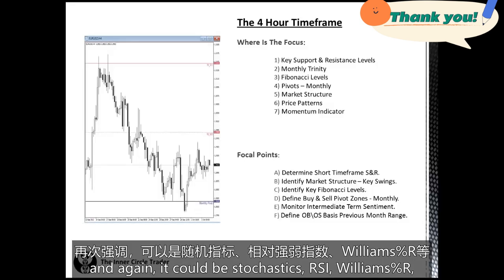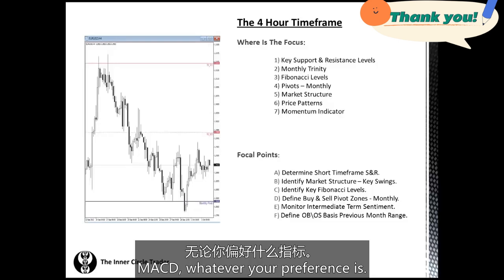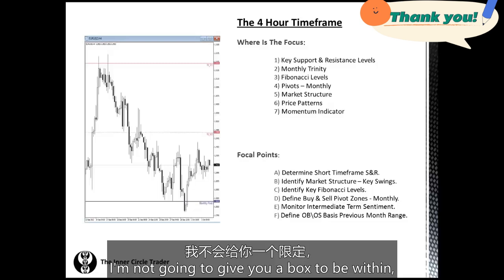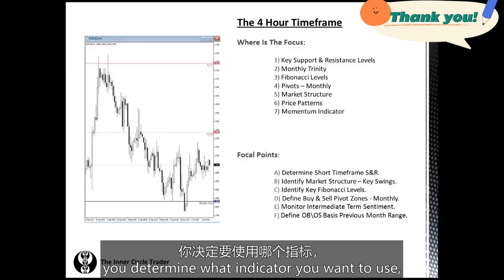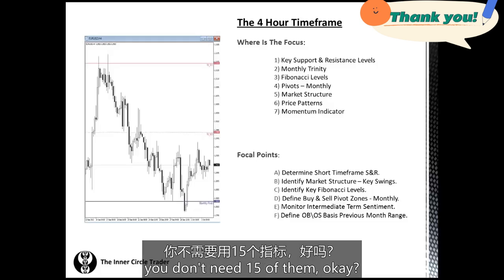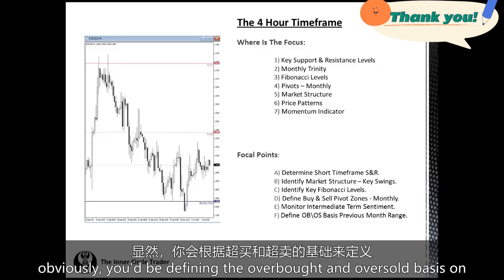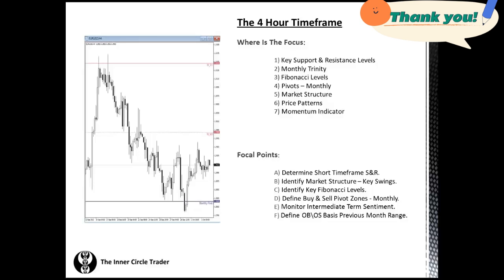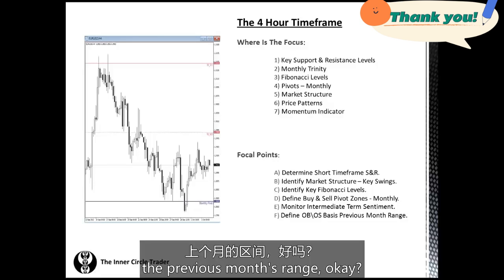You're going to be monitoring the intermediate term sentiment based on your overbought oversold indicator and momentum, and again it could be stochastics, RSI, Williams %R, MACD, whatever your preference is. I'm not going to give you a box to be within. You determine what indicator you want to use, but only pick one. You don't need 15 of them, okay? And obviously you'd be defining the overbought and oversold based on the previous month's range.